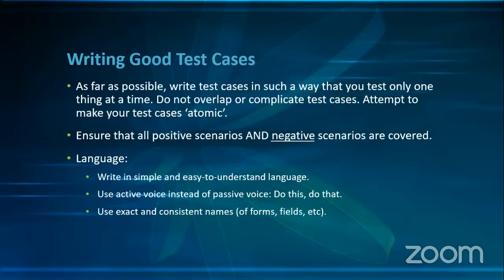So, writing good test cases, as far as possible, write test cases in such a way that you test only one thing at a time. Don't complicate your test cases, because test cases are not meant to be run by only you. Other testers, other people, can help you to test. When you overlap things, you complicate it.